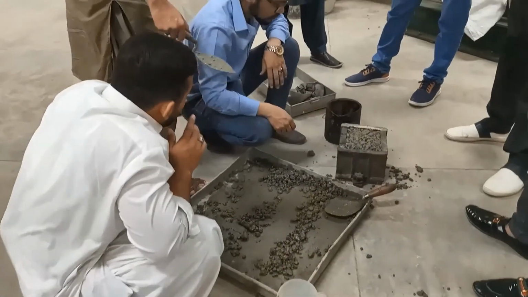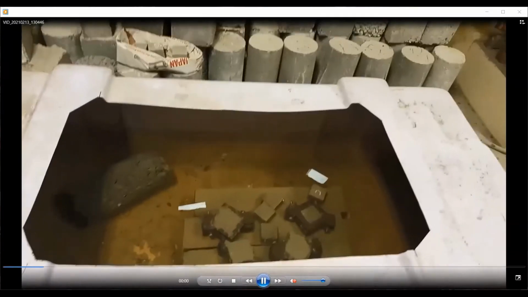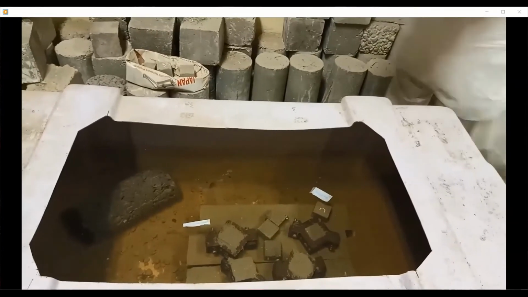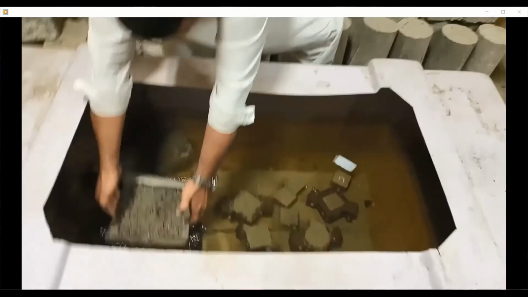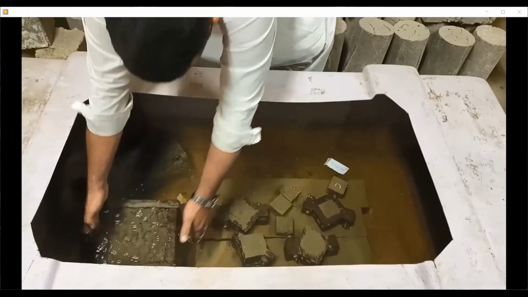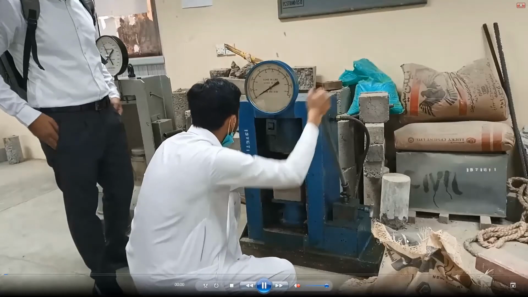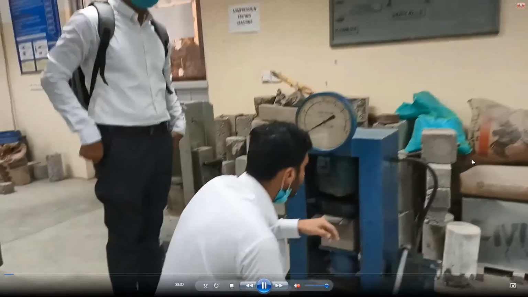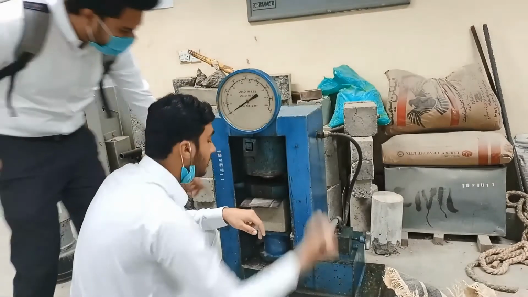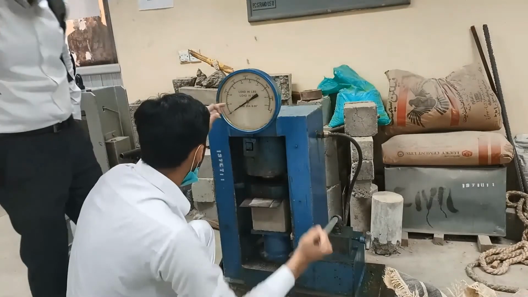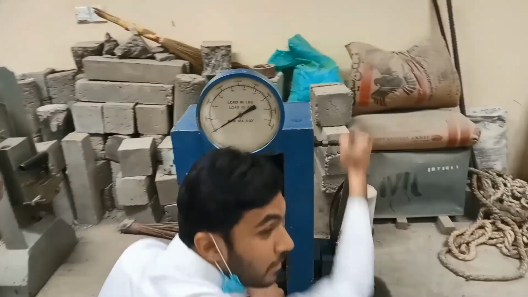When you have done this, you have to leave it for 24 hours, and then you have to put it into the curing tank. And this is the curing tank of the Strength of Material Laboratory of Sir Syed University. And you can see they put it in. Now in this video, we have done curing, we have put the cube in the curing tank. I have already shown it in the video.